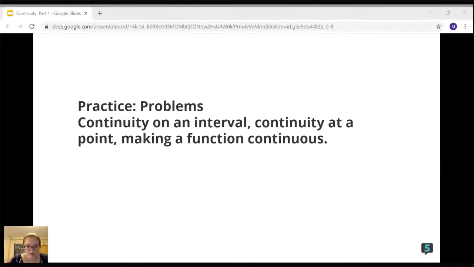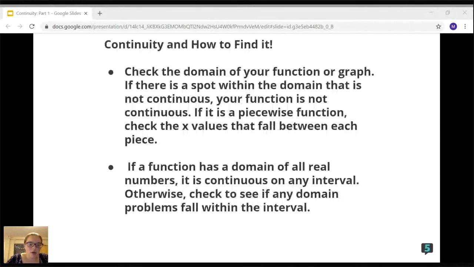Okay, so we just did some practice problems. And now let's summarize continuity and how to find it. So we want to check the domain of our function. If it's a polynomial, we've got all real numbers. We don't have to worry about continuity. If there's any spot in the domain that is not continuous, then any point within that interval will not have continuity. But if you're within that domain, you will have continuity.